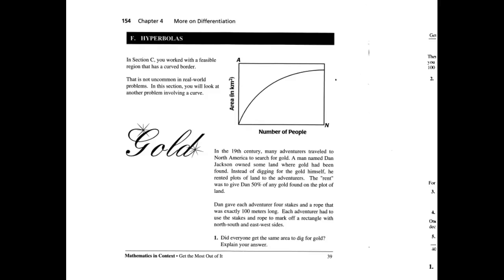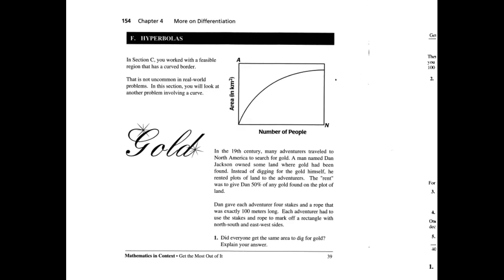All right, this is going to be problems 1 through 5 on page 154. The background knowledge you need says that in the 19th century, many adventurers traveled to North America to search for gold. A man named Dan Jackson owned some land where gold had been found. Instead of digging for the gold himself, he rented plots of land to the adventurers. The rent was to give Dan 50% of the gold found on the plot of land.